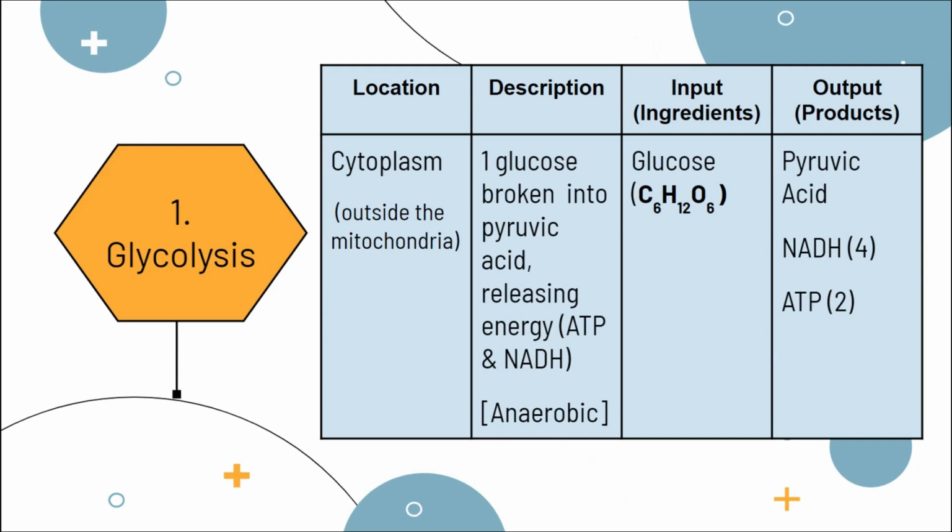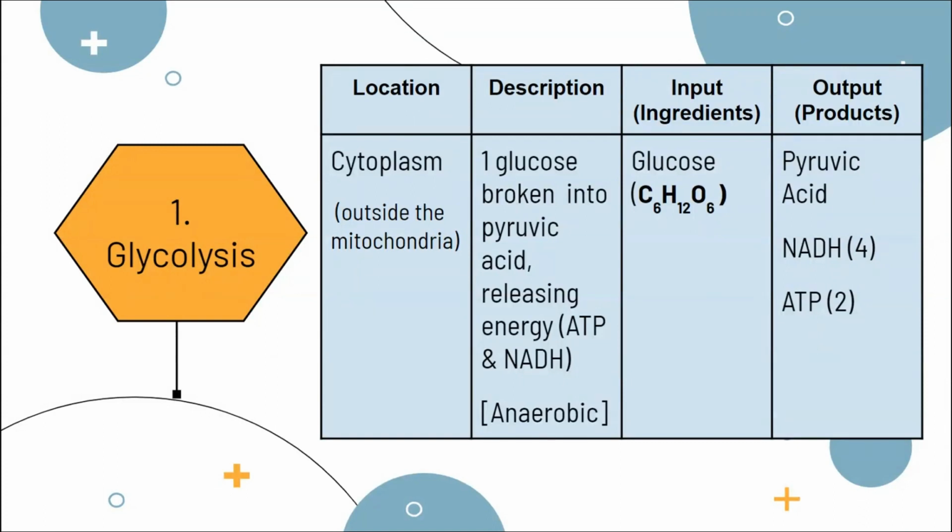In your notes, you have this table. We're going to go step by step. So in photosynthesis, you had 2 steps. You had the light dependent reaction, and then you had the Calvin cycle. Well, cellular respiration has 3 steps. The first step is glycolysis. Its location is in the cytoplasm. Remember, this is the one exception to everything happening in the mitochondria. It's just outside of it.